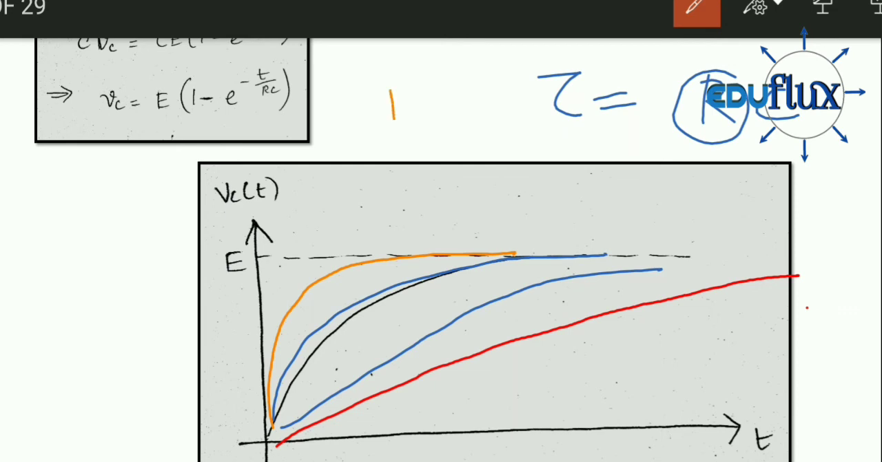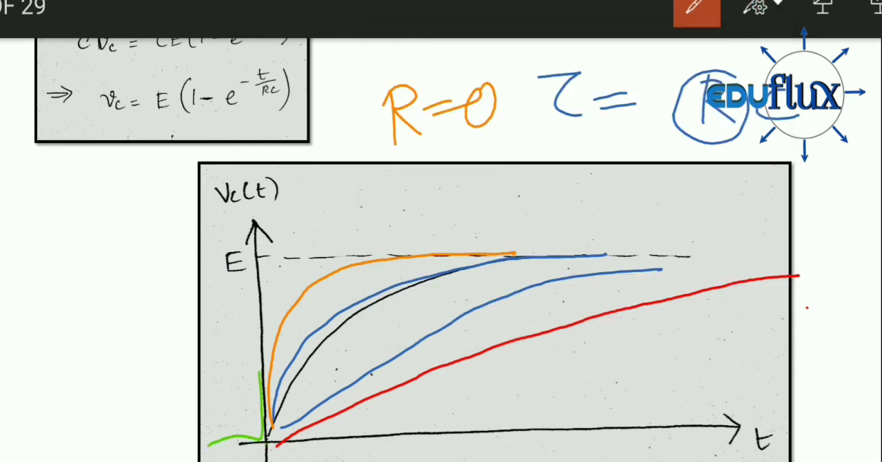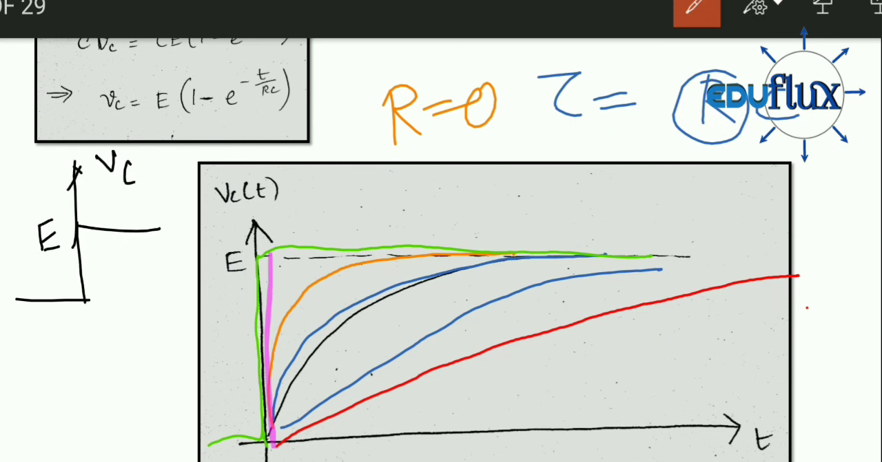Suppose there is no R. Suppose R is equal to 0. Now what will happen? If R is equal to 0, the voltage will follow E, so there is a kind of impulse at t is equal to 0. The voltage jumps to E. This is the capacitor voltage. This is happening in a very short time, so the current is very large, and therefore the wires can get burnt.